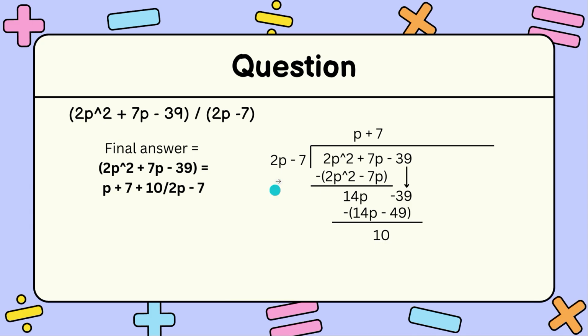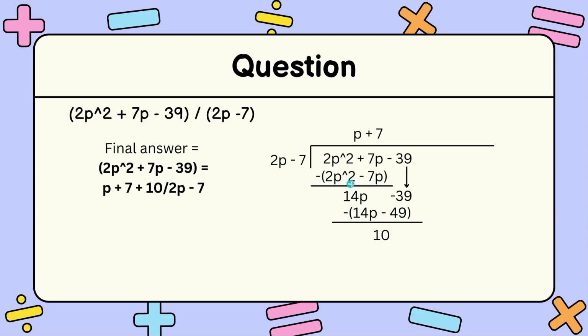And how we go about this is we take the first term of the polynomial and divide it by the first term of the divisor. So 2p squared divided by 2p. How you divide these is you'll kind of cancel them out. So 2p squared divided by 2p will simply be p. And so you'll put that up here. And what you'll do next is you take this p and multiply it by 2p minus 7. So we'll have 2p squared minus 7p.